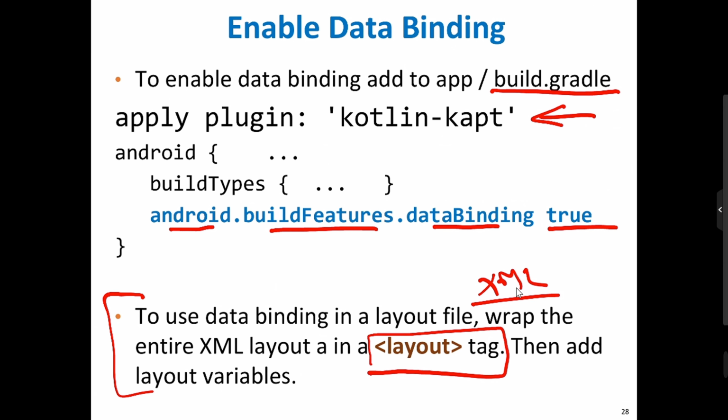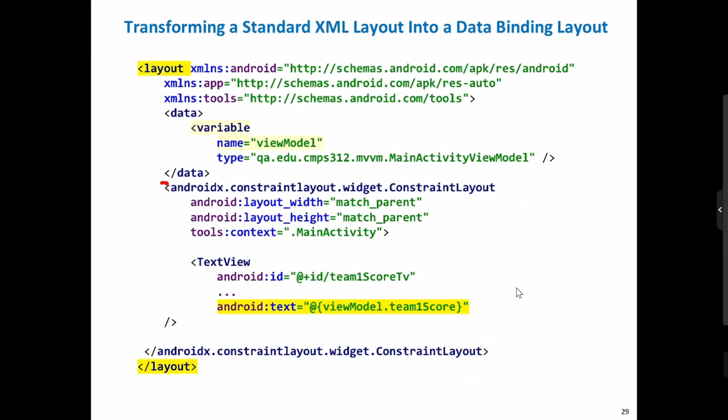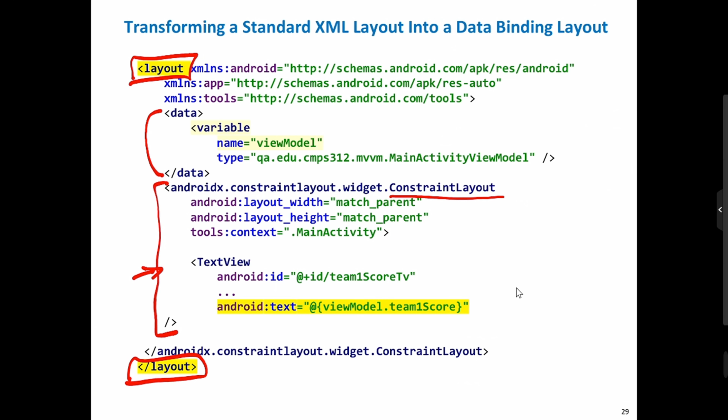Let me show you. Here's my layout, for example, my ConstraintLayout. This is the layout that we have been using all along. Instead of having this ConstraintLayout as the root, I now have layout as the root. And inside the layout, I can declare variables. For example, here I'm declaring a ViewModel variable, and I can access the team1 score from the ViewModel. So in the layout, I can declare variables, and then I can access those variables in my data binding expressions.